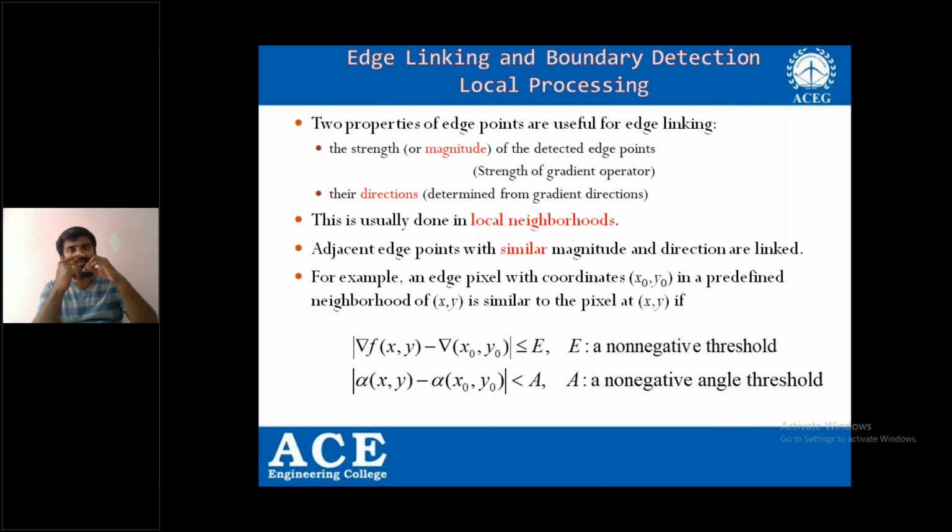And you need to link up the edges to identify the object. That is the next task. So detecting the edge is the one criteria. After detecting the edge, if there are any breakups in the edge of the object, linking the edge is also a major criteria here. That is called edge linking, or the complete boundary detection of the object. Complete boundary of the object.